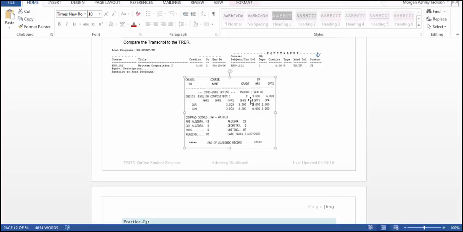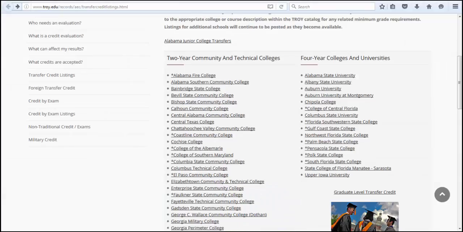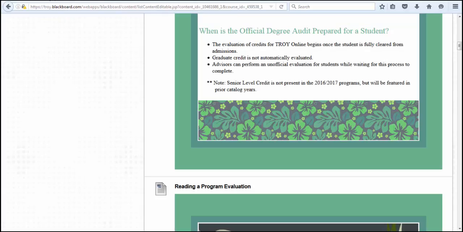The important thing to know about unofficial evaluations is that they are just that, unofficial. So there will be times where we have situations that we're unsure and we can only make our best guess. Because of that, it's important to let students know right away that anything that's listed on the unofficial evaluation is just that, unofficial. And they should be aware of any possible duplication of credits that they intend to transfer in.